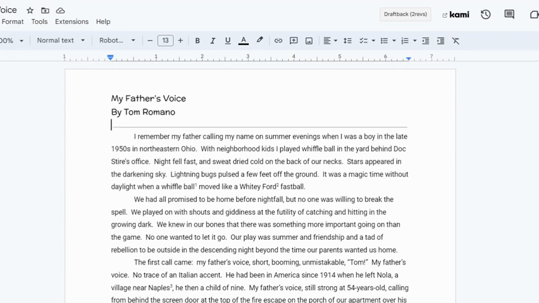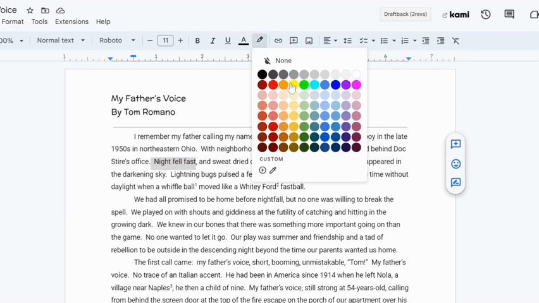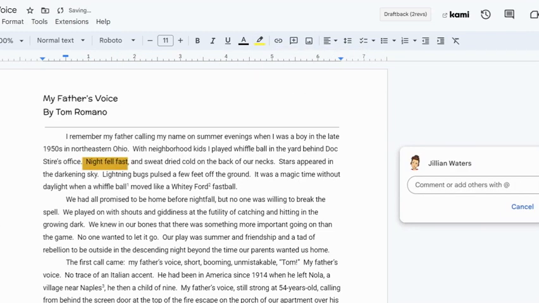So the first thing I'm going to look for here are some sensory details. I notice that there's this sentence here: night fell fast and sweat dried cold on our backs. So the night fell fast. I'm going to highlight that as yellow because that's something I can see. They're describing how it came quickly. So I'm going to write, describes how quickly night came. I can see this. I'm using the comment section here.